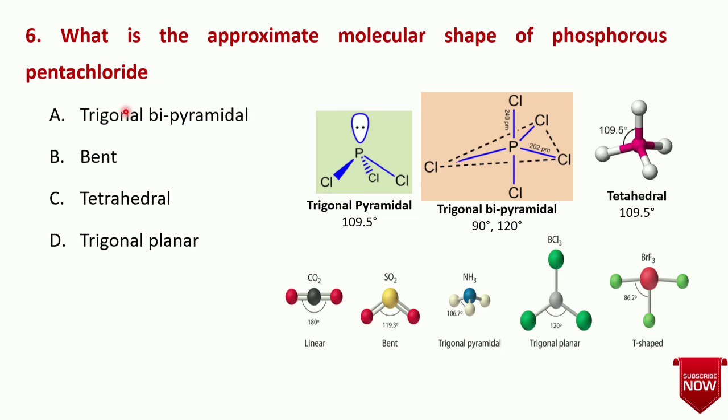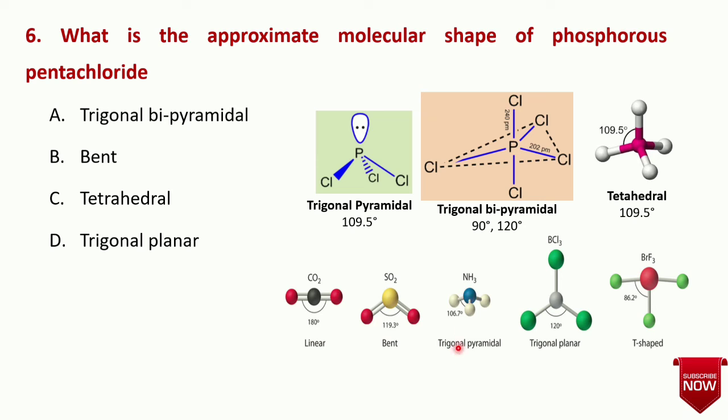That is phosphorus pentachloride, it is a trigonal bipyramidal shape we can observe. And we can observe linear, for example carbon dioxide, having a bond angle of 180. And in the case of bent, the example is sulfur dioxide, having a bond angle of 119.3 or nearly 120.